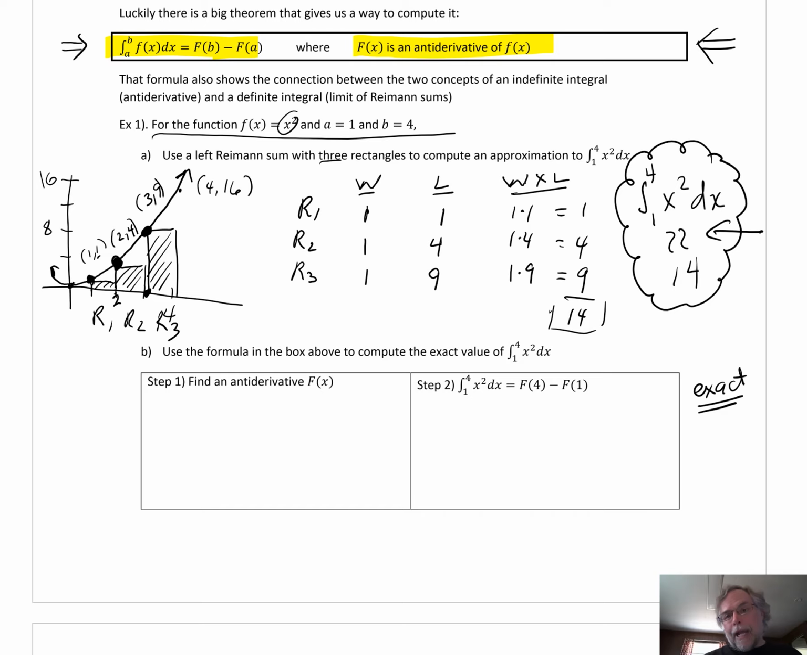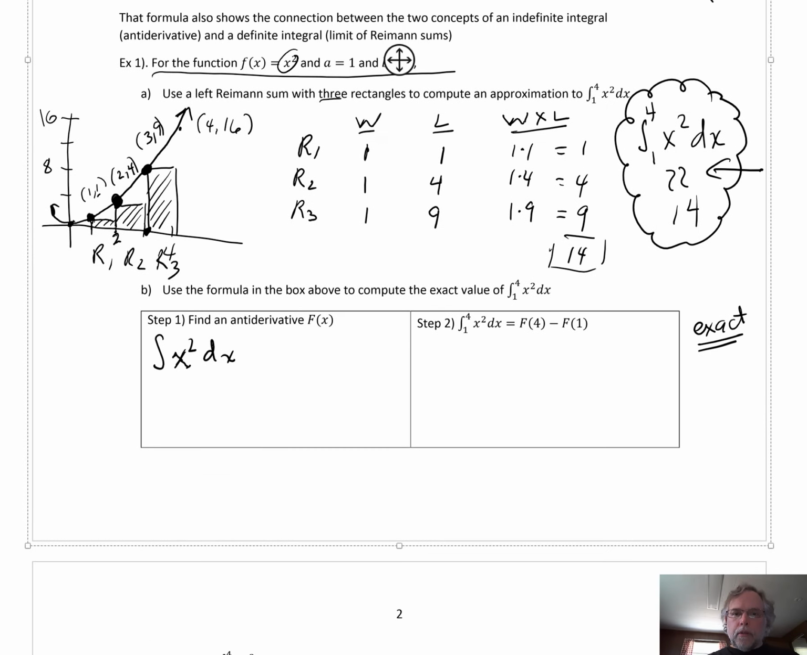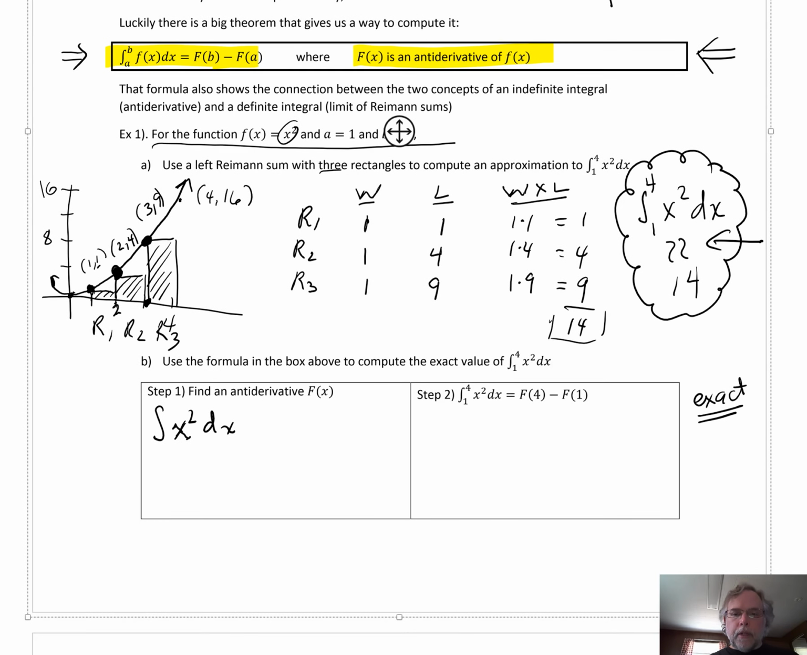Step one goes back now. This is where they connect up these two concepts. Find an antiderivative F of x. So this is the indefinite integral. So look carefully at this. I am not writing the limits, or the values a and b. We call those limits of integration. I try to avoid that word here because of the word limit that we have had way back at the beginning, and right here we're talking limits. So I don't really like to say limits of integration, but that is what a and b are called.